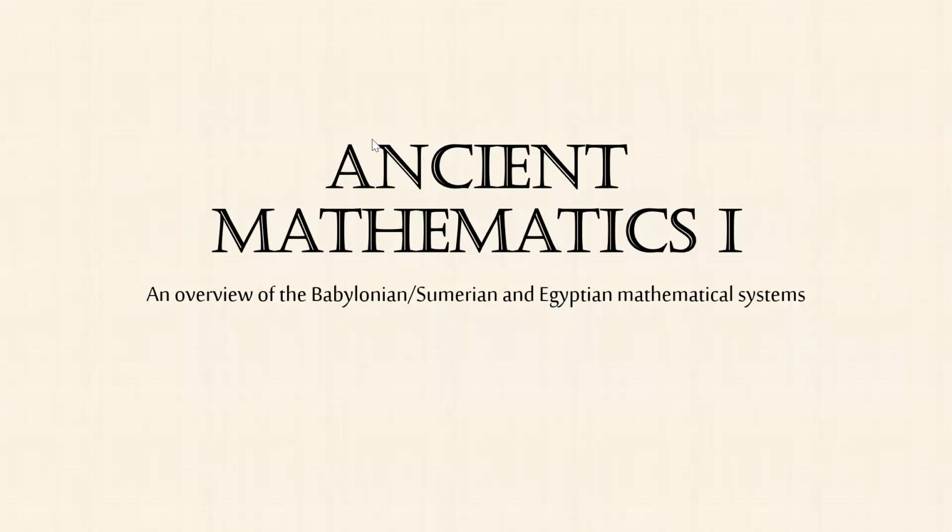This is part 1 of 2. This is class 1 of 2. This part just gives an overview of the mathematical systems of the Babylonian/Sumerian civilization and the ancient Egyptian mathematical systems.